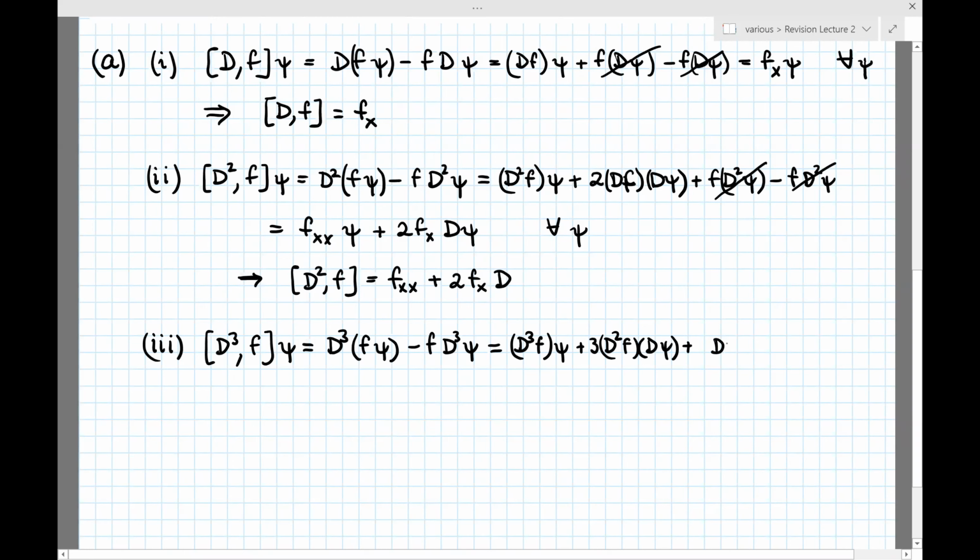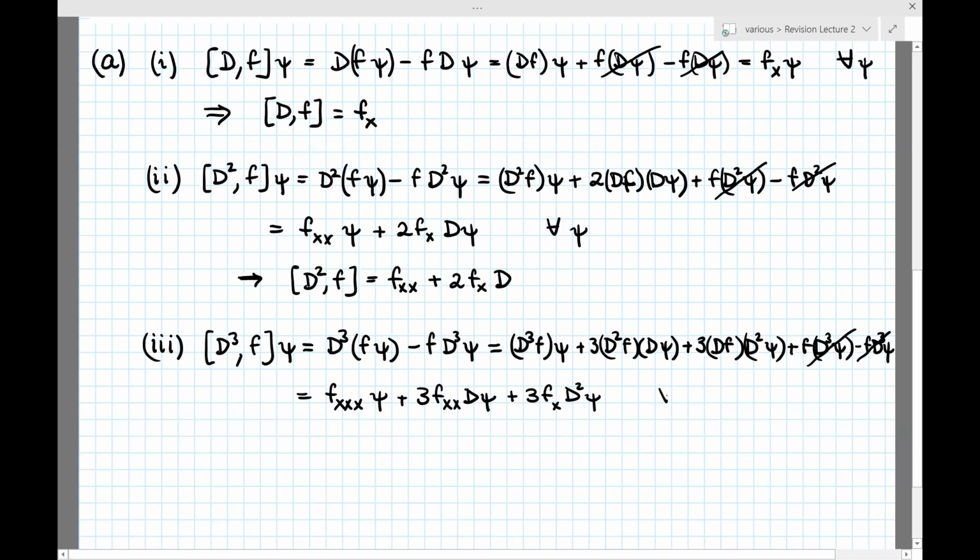Or one derivative acts on f, two derivatives act on psi, and there are again three ways. Or all the three derivatives act on psi. And finally, we subtract the negative term in the commutator, which cancels the last term that we wrote. So we get fxxx times psi plus 3fxx times the derivative acting on psi plus 3fx times the second derivative acting on psi.